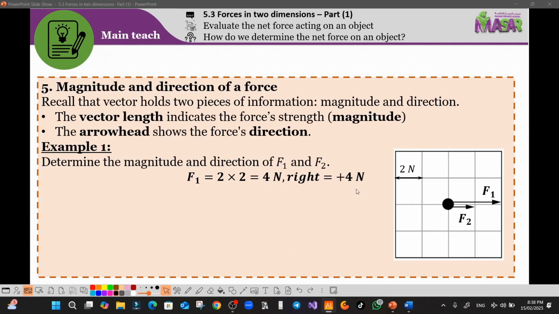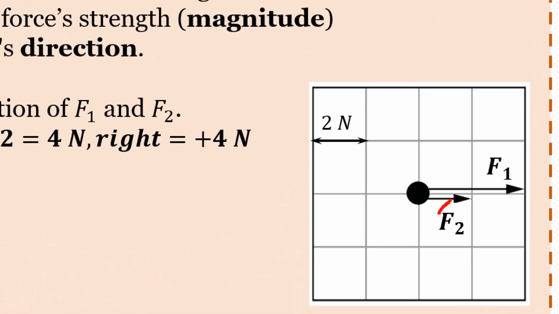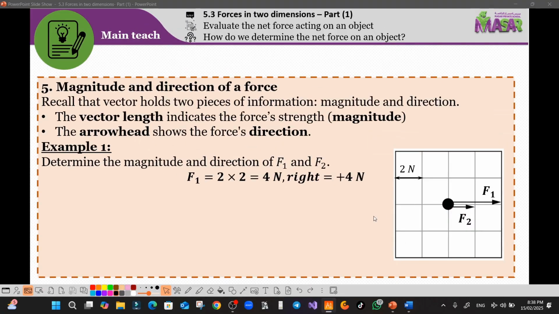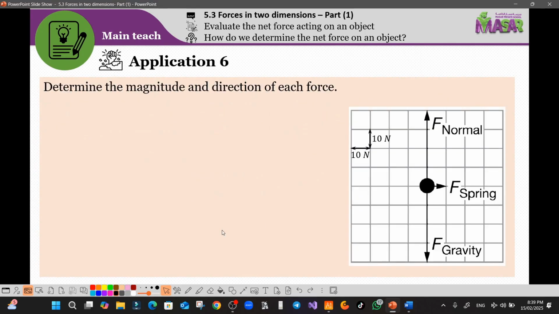Now this is for F1. We didn't finish yet. We must find the F2. Now the F2, the number of grids in F2. We have only one grid. So this is why I must write 1 grid multiplied by the scale, which is 2 Newton to the right. However, as I told you, we will re-express our answer with the left-right directions, plus minus directions. This is why I have added plus, since the direction is to the right.